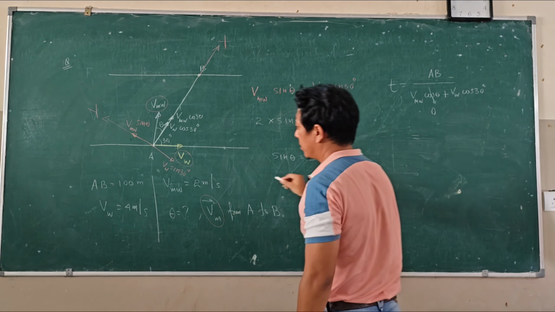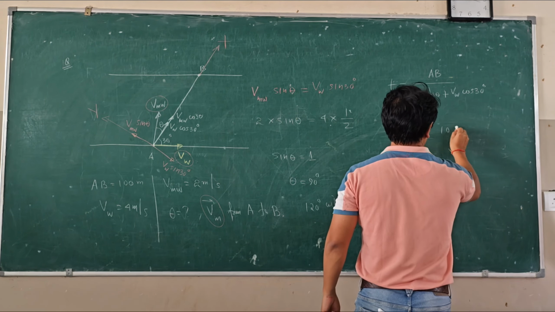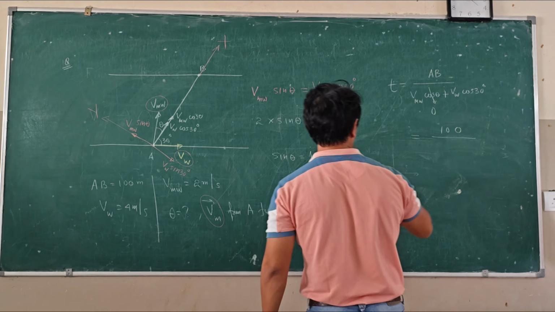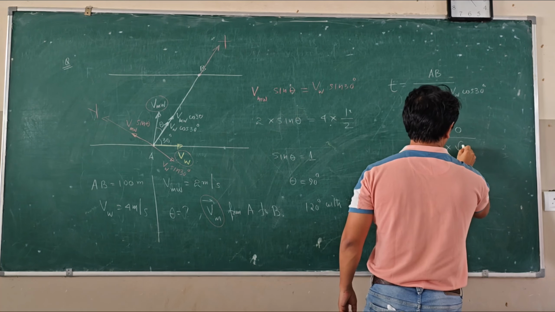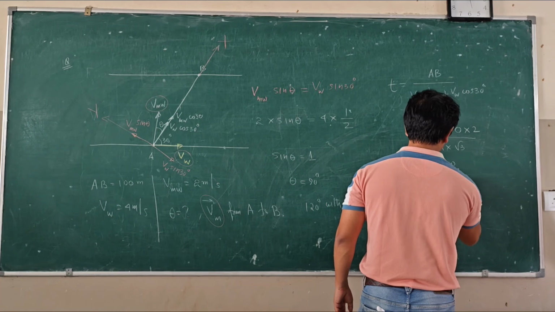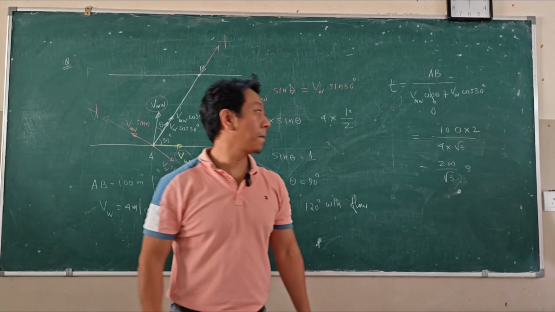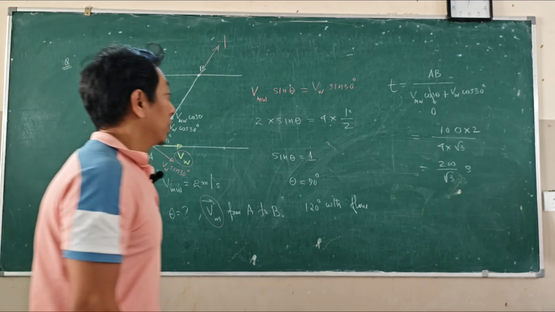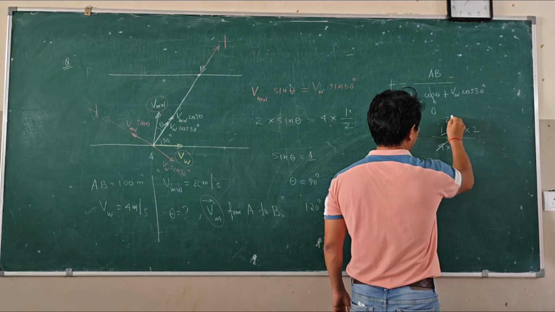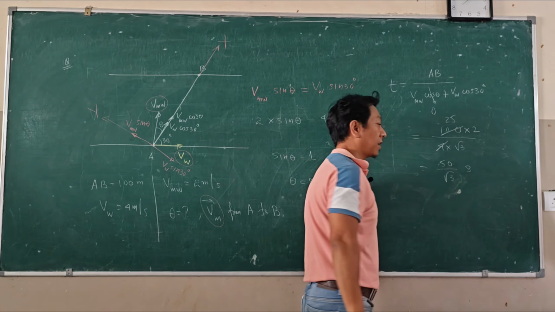So AB is how much? 100 meter. VW is how much? VW 4 cos 30, root 3 by 2. So 200 by root 3 seconds. Sorry, 425, so 50 by root 3 seconds.